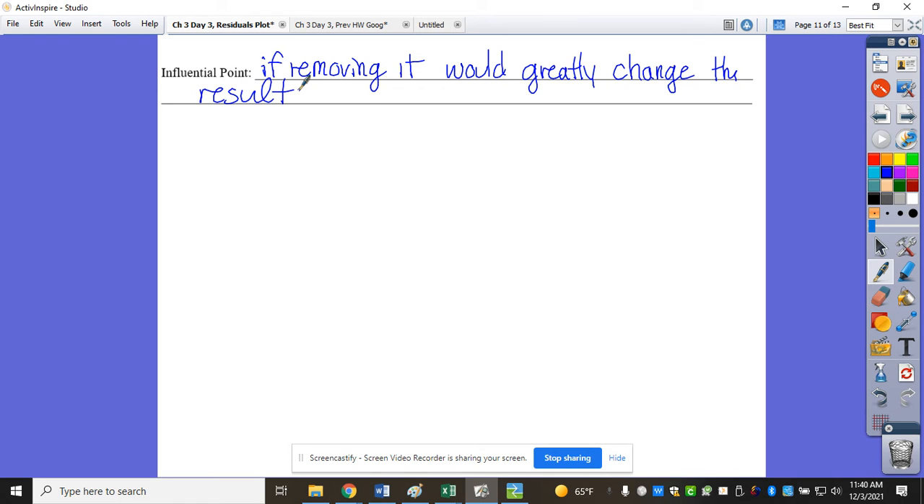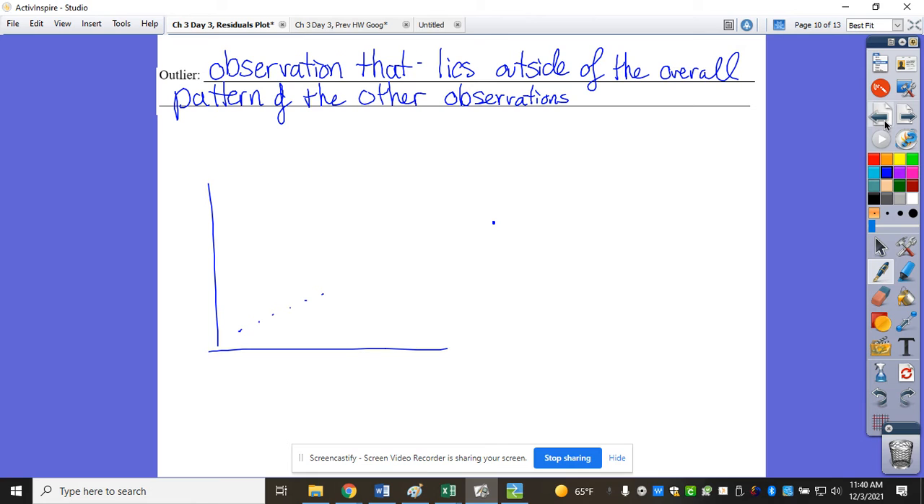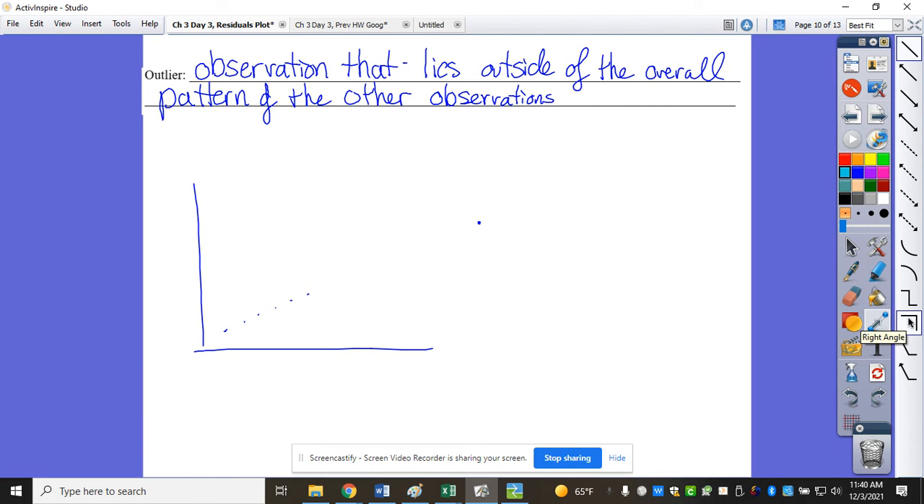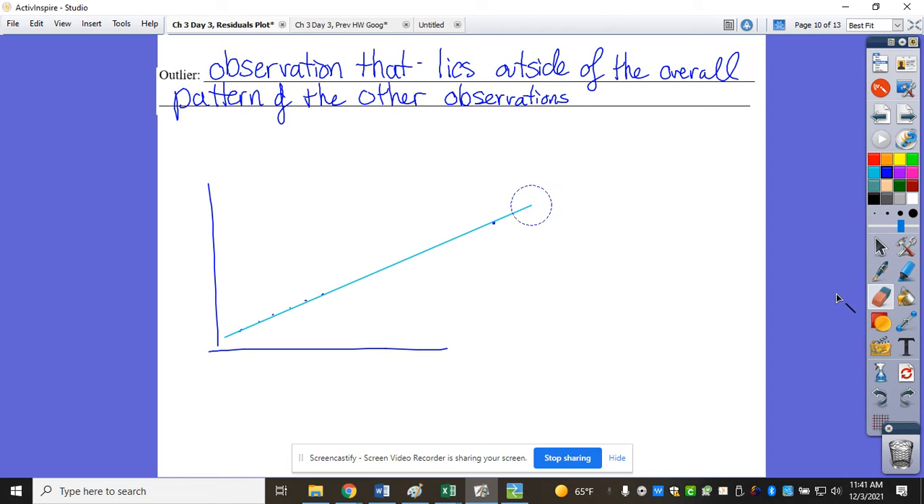So, in the one that I just drew, I could draw a least squared regression line through that. Let's say I now remove this point. What happened to my least squared regression line? Nothing. Because I did that and nothing happened, it is just an outlier and not also an influential point.